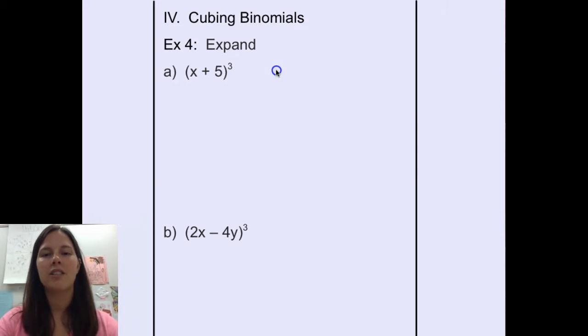The next skill we're going to learn is how to cube binomials. When we get into higher powers, I'm going to talk about something called Pascal's triangle, which you may have seen in Algebra 2, you may not have. For now, we just need to know one row since we're specifically just cubing binomials, and the row of Pascal's triangle we need to know is 1, 3, 3, 1.